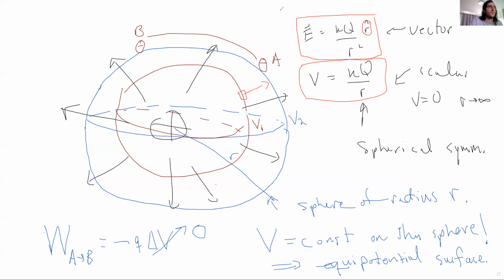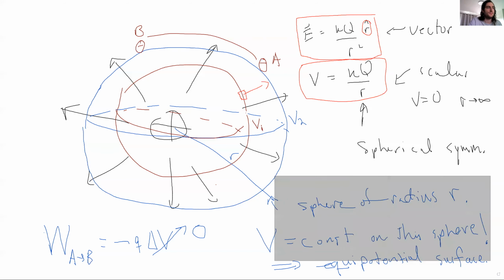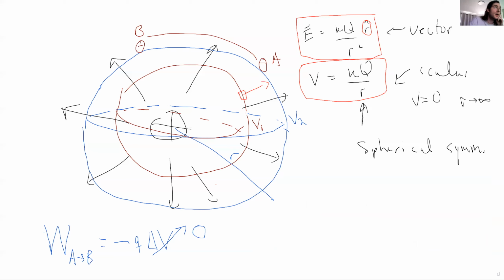Well, let's take a look at that integral expression we had before and ask the question, is it possible to invert that expression? So I have delta V is equal to minus a path integral of the electric field. Well, what if I want to know what the electric field is relative to the potential?